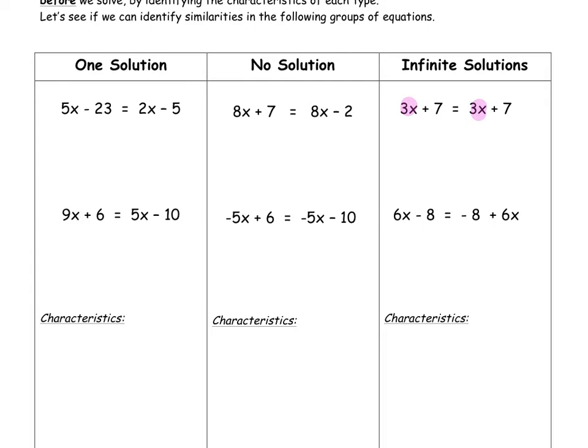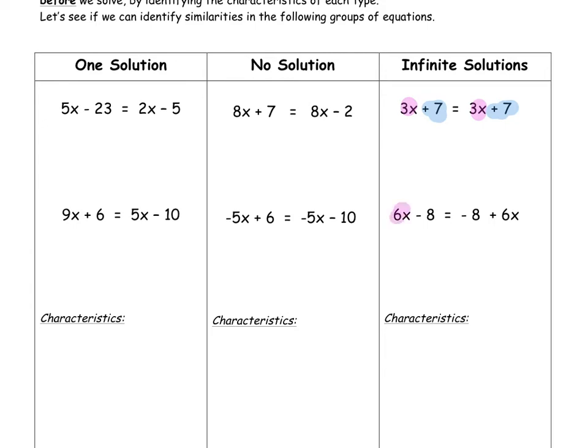So I have 3x and 3x. They're both the same. And if I highlight the constant, those are both identical. So it would make logical sense if both sides of the equation are exactly the same. No matter what x value we choose, both sides will still remain equal. So now let's look at the equation below it.